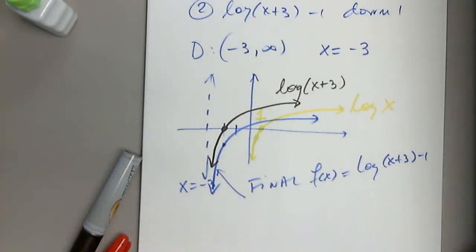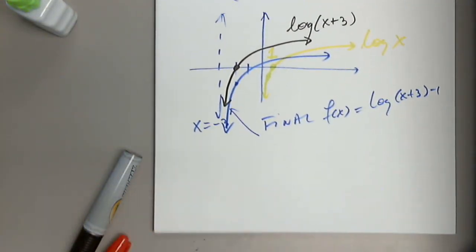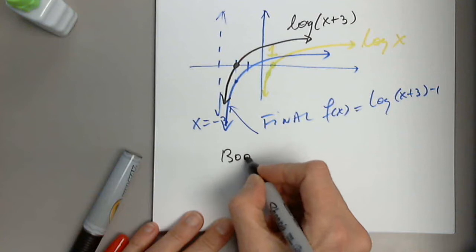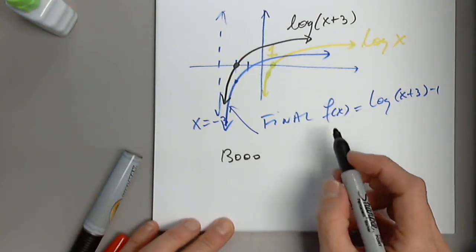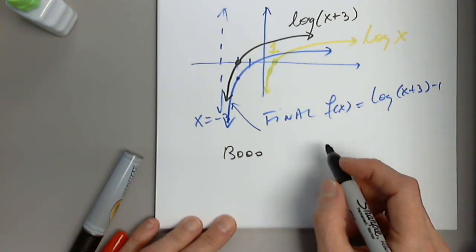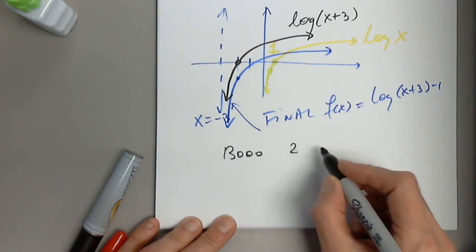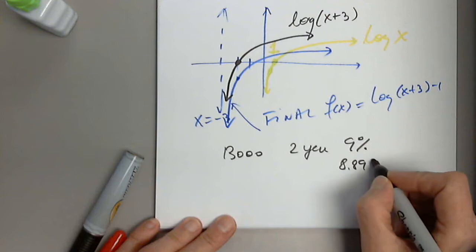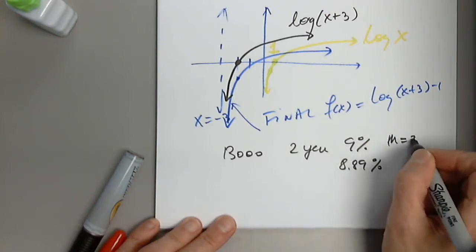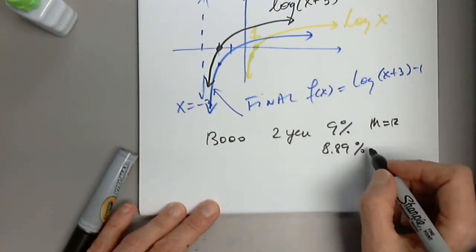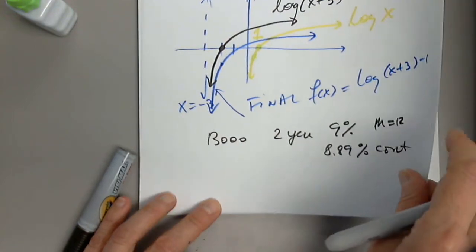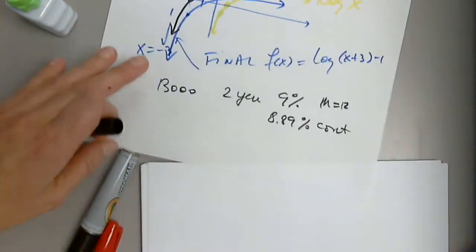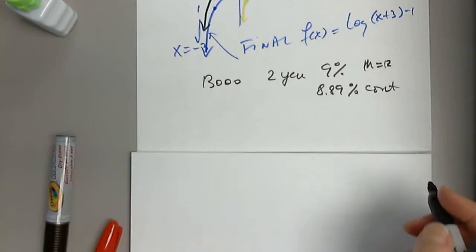Number 3 says, suppose you have $13,000 to invest. Which of these two rates would yield the larger amount in 2 years: 9% compounded monthly or 8.89% compounded continuously? So n equals 12, and this one is continuous. All you have to do is apply the same two formulas and calculate.